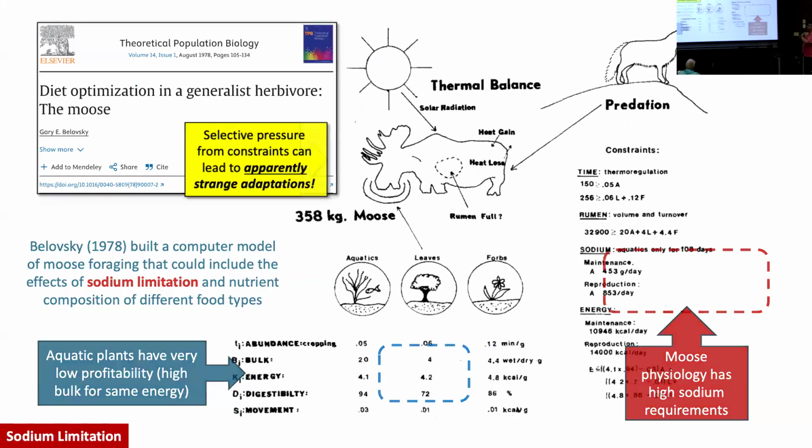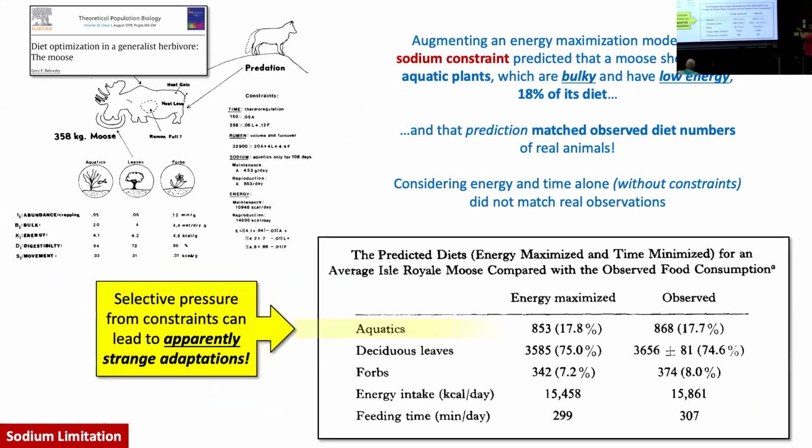So he built this model, ran the model, and got results that look like these. So these are the model's predictions with the sodium limitation, and these are the observations of a real moose that he studied here. And they match like perfectly. And when you run his model without a sodium limitation, or when you run his model basically based on optimal foraging theory ideas where it's only energy and time, way off.